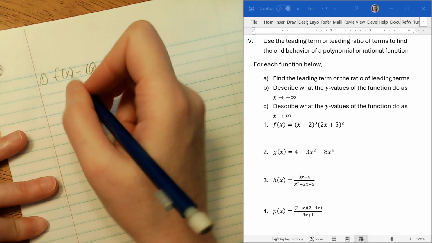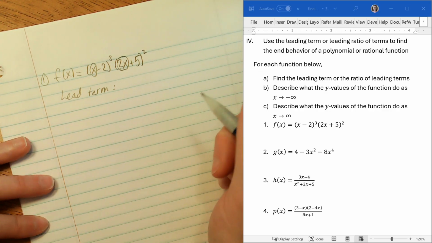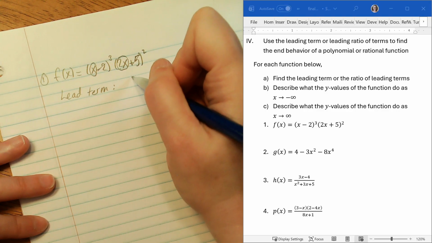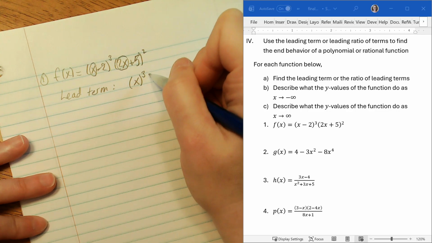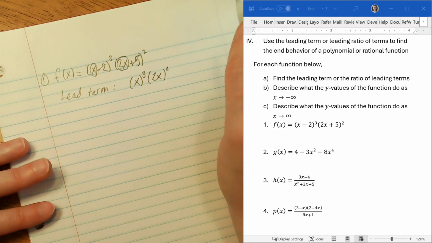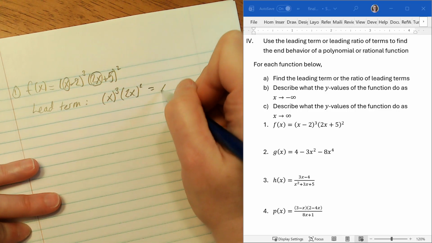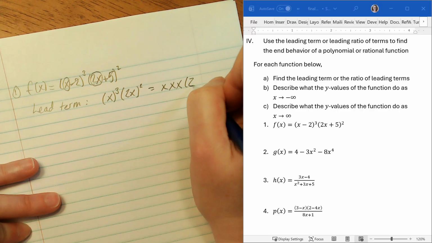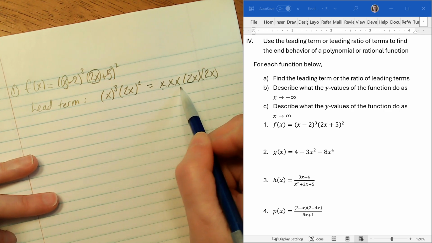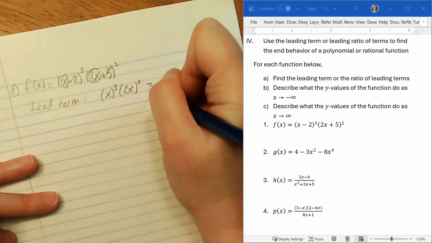Okay, so the leading term is going to be, we're just going to drop anything else in those parentheses that wasn't the leading term, and we'll be left with x cubed times 2x squared. If you're still struggling with exponents a little bit, don't forget you can always revert back to just this is x times x times x times 2x times 2x. So you've got 5 x's being multiplied together, and then you've got 2 times 2 as well, so 4x to the 5th.